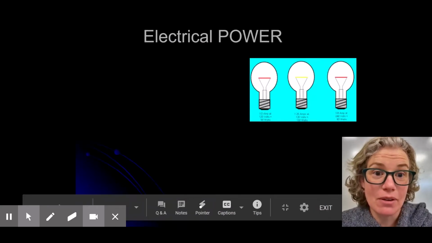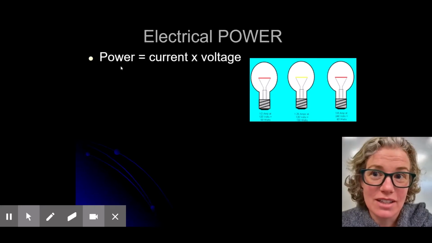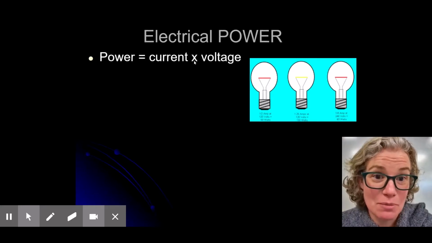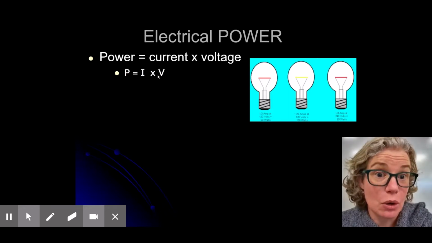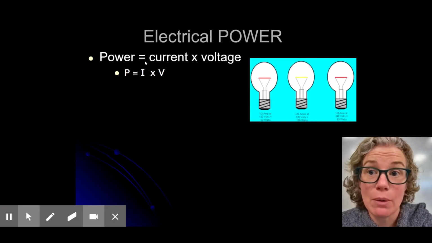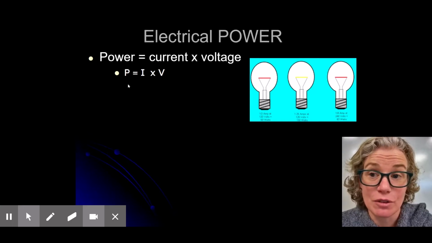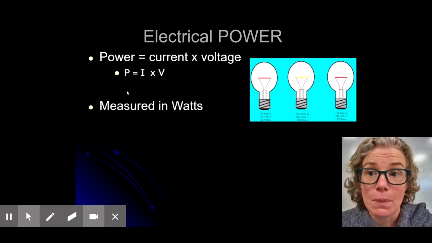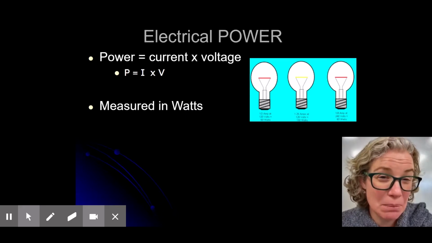So today we're going to be talking about electrical power. Electrical power is found by doing current times voltage. Here's the equation: power is current times voltage. We could write it with the abbreviations I for current, V for voltage, and P for power. The unit that we use for power is the watt. You've probably heard that as far as the watts of a light bulb.